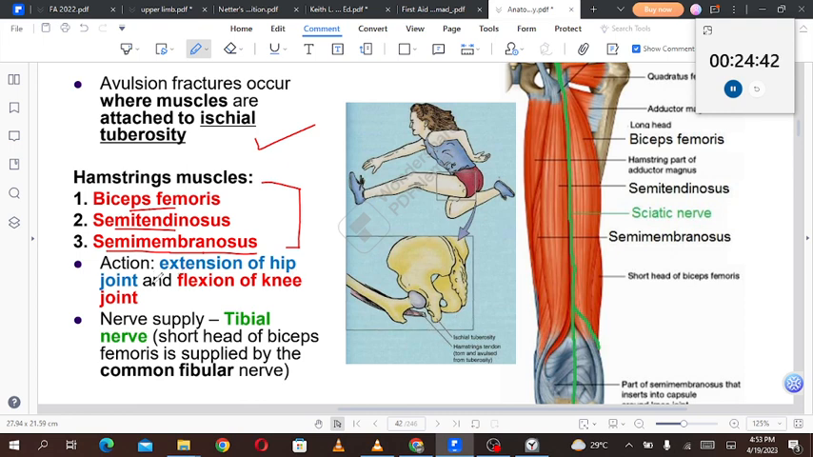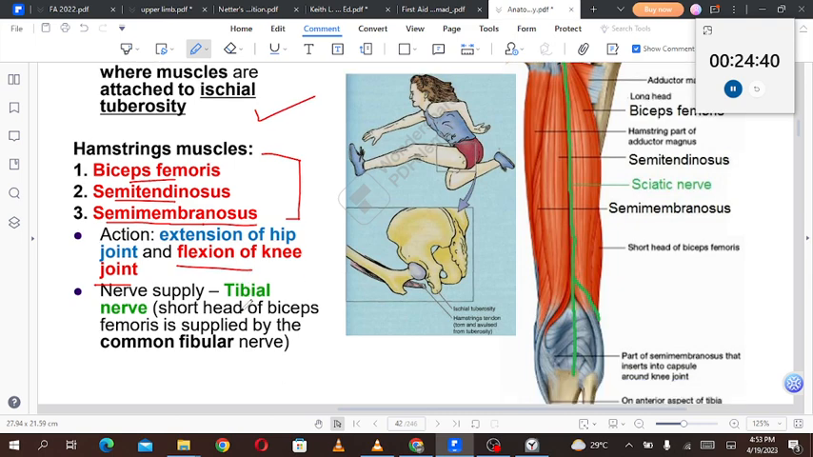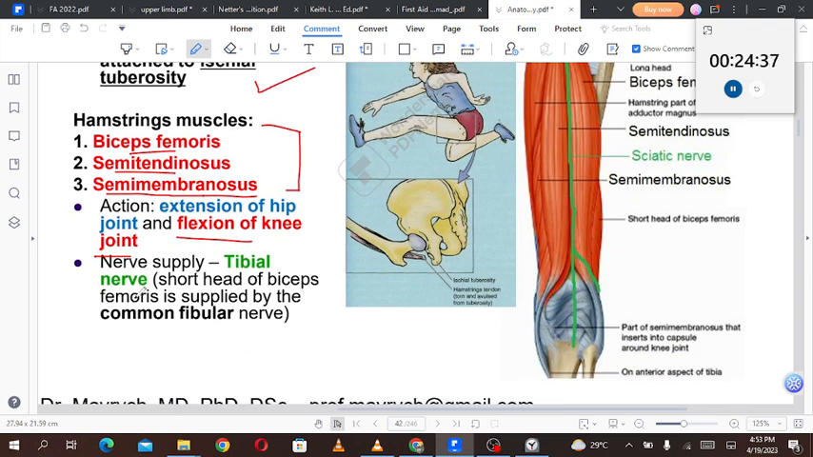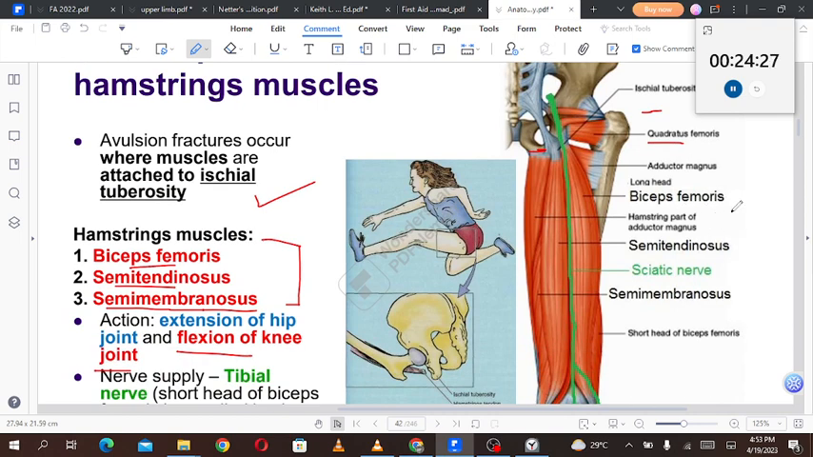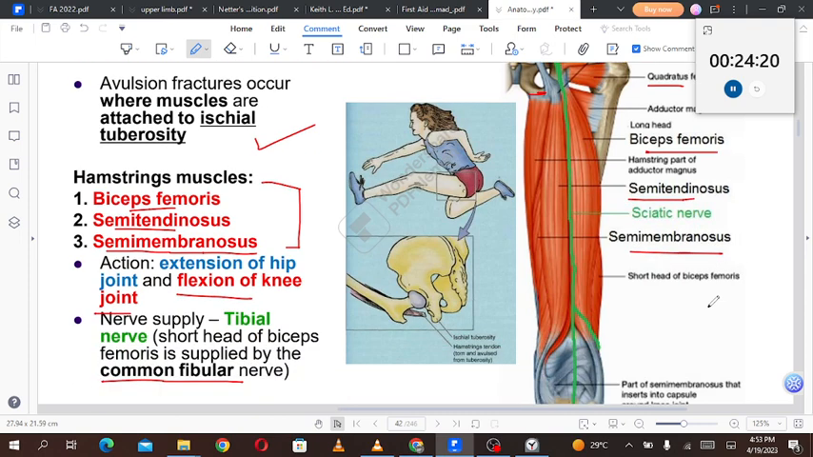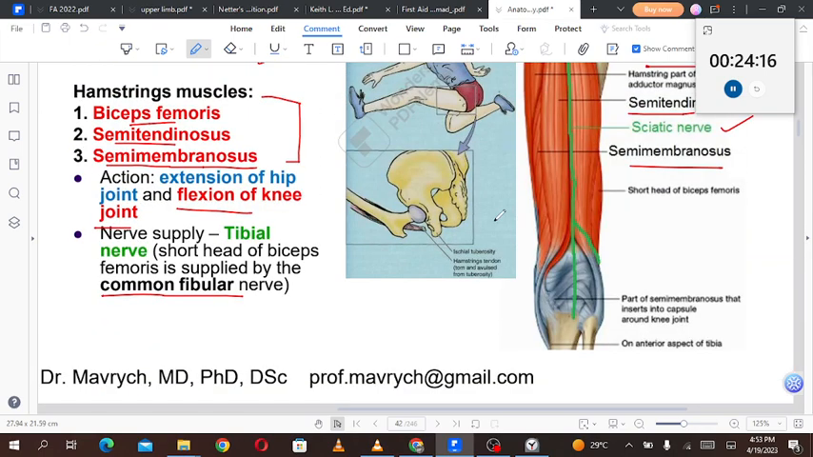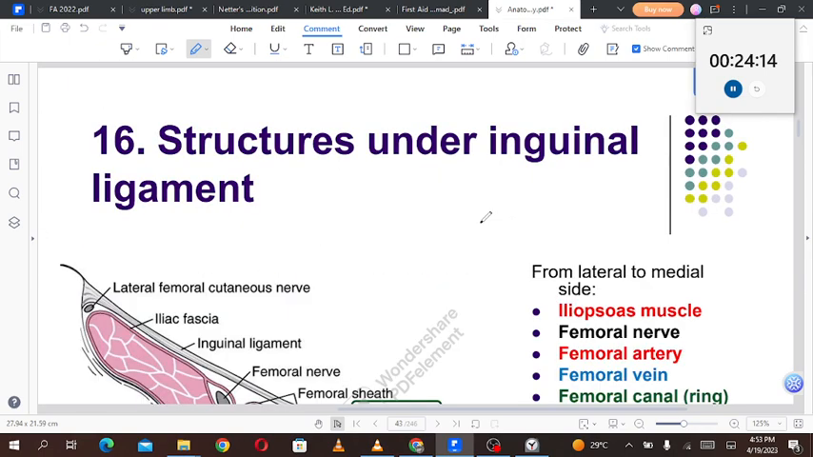Action is extension of the hip joint and flexion of the knee joint. Nerve supply is the tibial nerve; the short head of biceps femoris is supplied by the common fibular nerve. Here we have the ischial tuberosity. Quadratus femoris is this muscle, and the highlighted one, the biceps femoris, is this one. Then we have the semitendinosus and semimembranosus muscles, and the sciatic nerve supplies these muscles. So they can be avulsed from the ischial tuberosity.